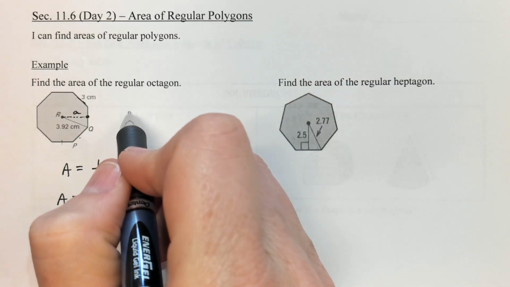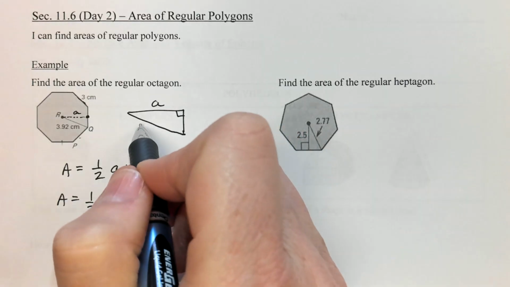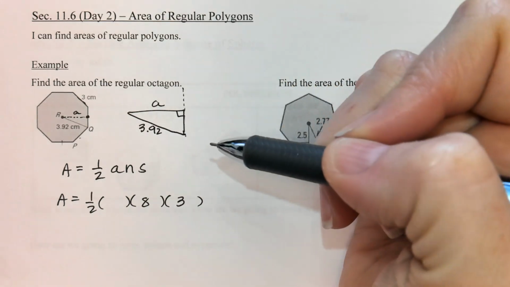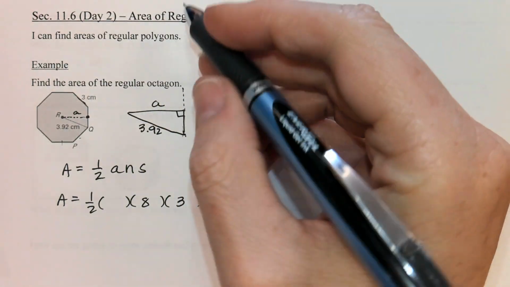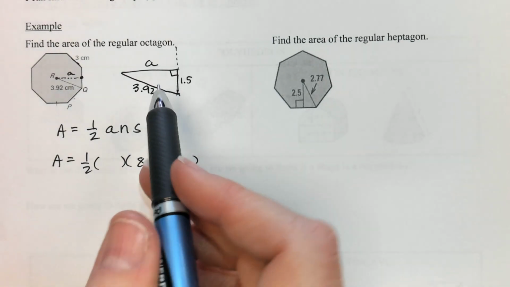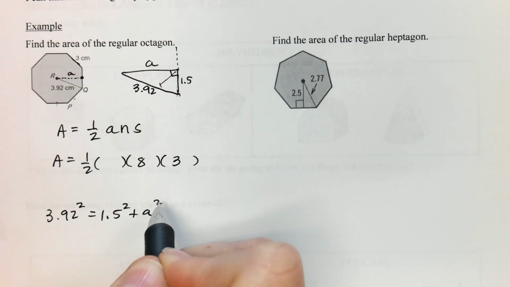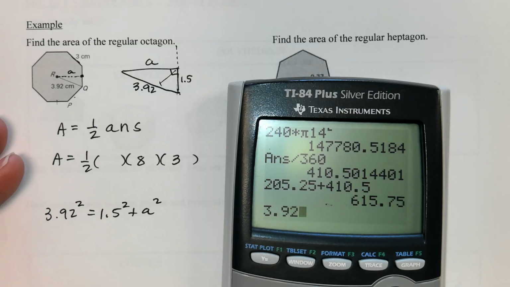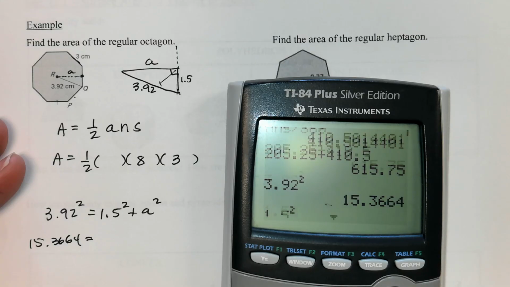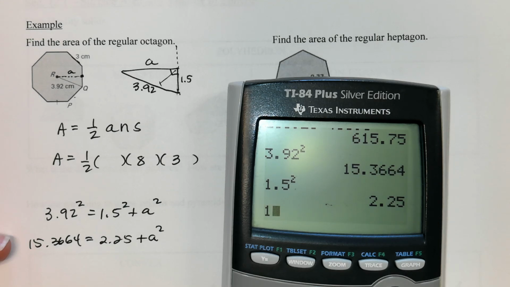I'm actually going to take that triangle and just draw it right here so I can make it a little bigger so I can write in it. I need apothem, that's right there. I have 3.92 right here. And then this is the side of that hexagon, which we know to be 3. I'm using half of that, so that makes this 1.5. So I'm going to use my Pythagorean theorem, and I'm going to say 3.92 squared equals 1.5 squared plus a squared. So I'm going to do my 3.92 squared. I'm going to do my 1.5 squared and a squared. So I'm going to subtract that over.